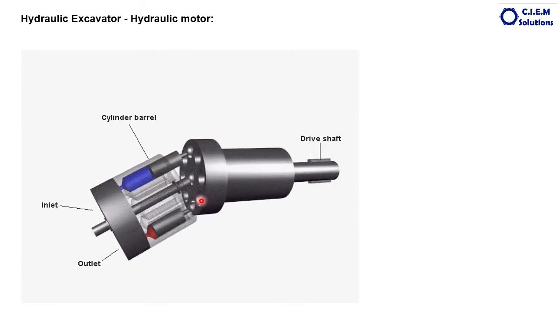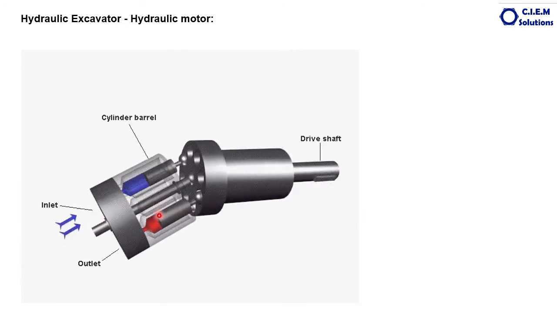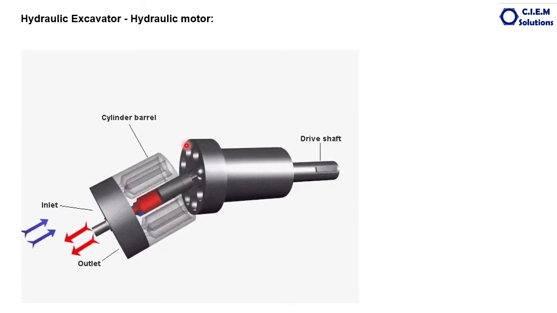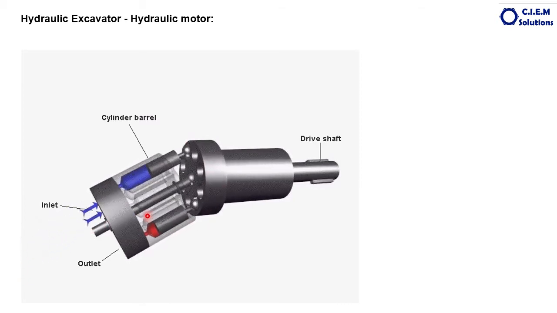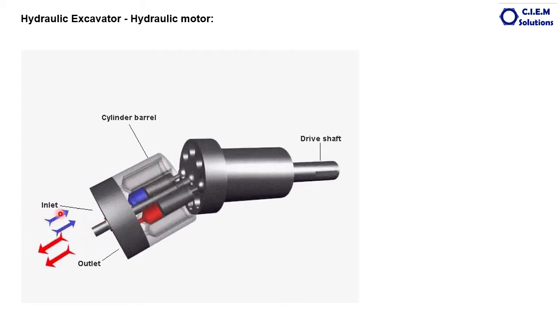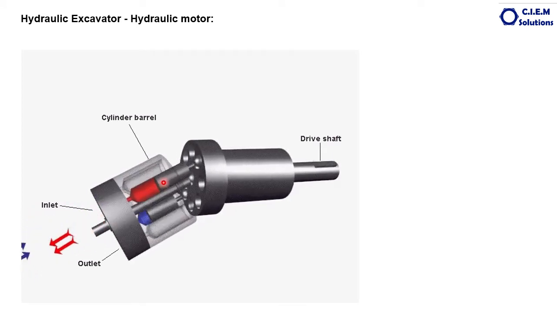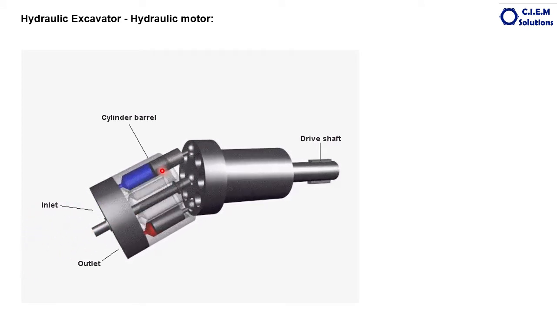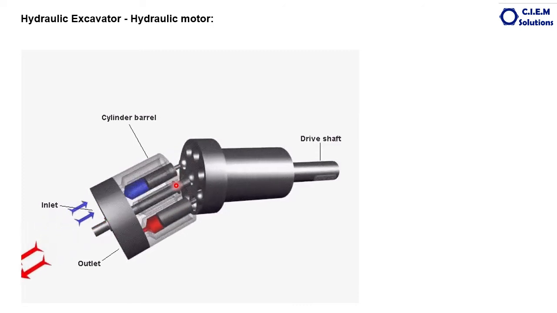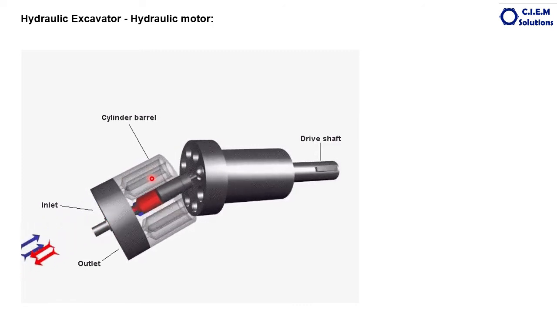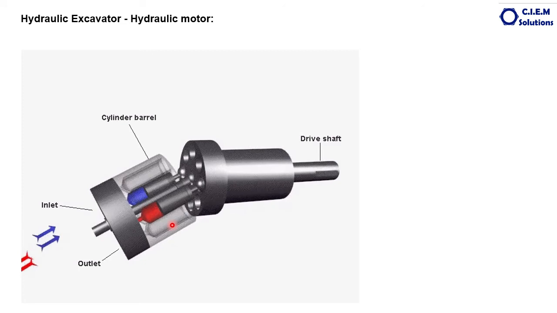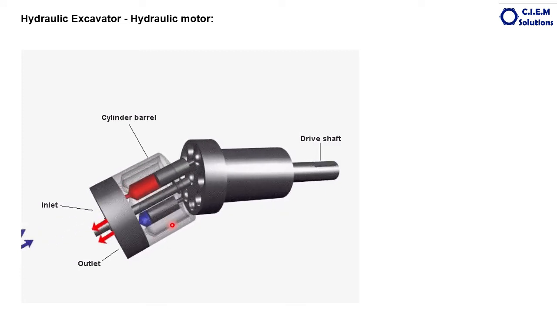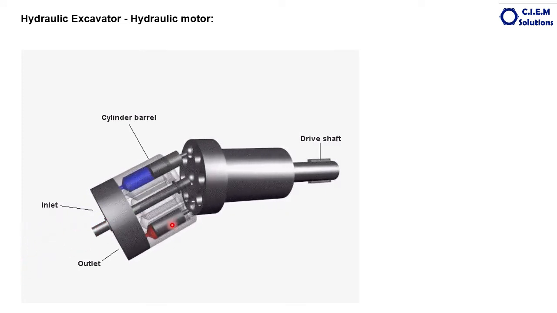What happens in case of the pumps, as this unit is rotated through an engine or the electric motor, suction is created here, oil is drawn inside, and when it completes around 180 degrees, the gap starts reducing. Whatever oil is drawn inside is pumped out. That's how the pump functions. In case of the motor, it is just opposite here.